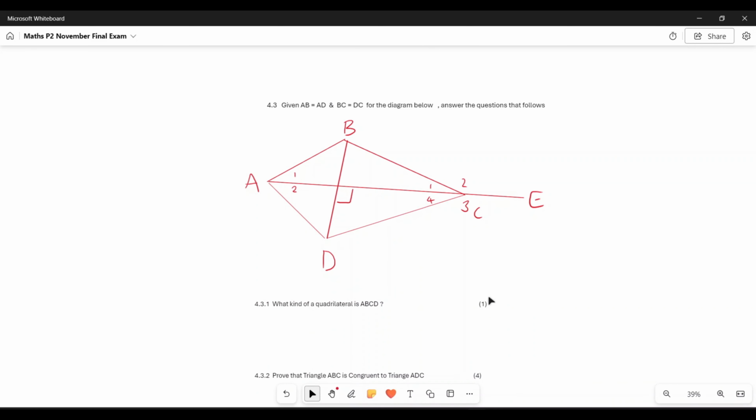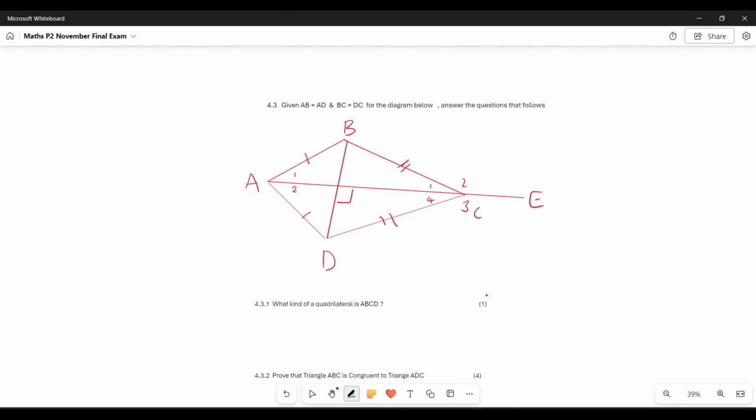So in this video, we're going to be doing questions based on geometry. And to be specific, our main focus is going to be on similarity as well as congruency questions, right? Now, starting off with the first question, we are given this diagram here, and they're telling us that this line AB is equal to AD as well as BC. BC is going to be equal to DC, right?